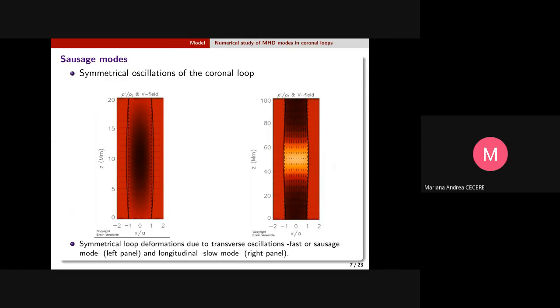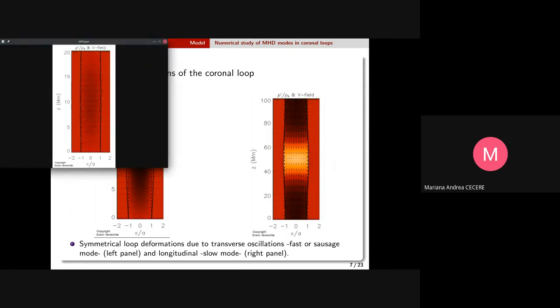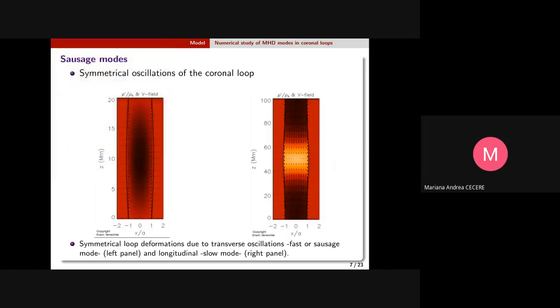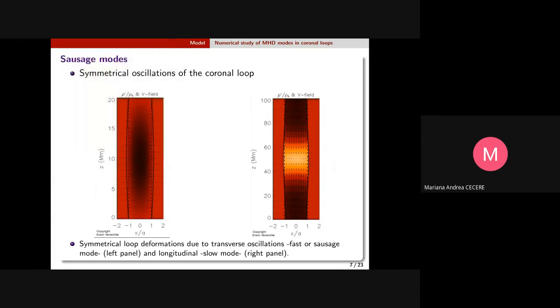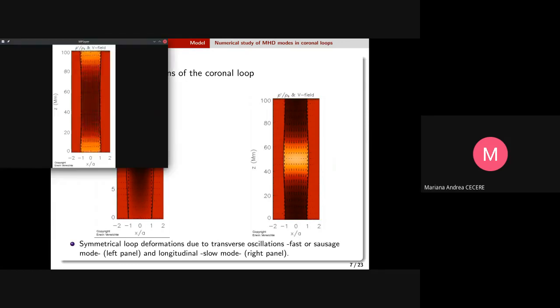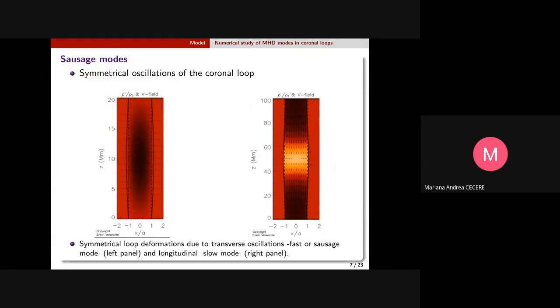If the deformation of the loop is due to transverse oscillations, we are talking about fast or sausage modes with short periods about 10 seconds. But if the deformation of the loop is due to longitudinal oscillations, we are talking about slow modes with long periods about 100 seconds.